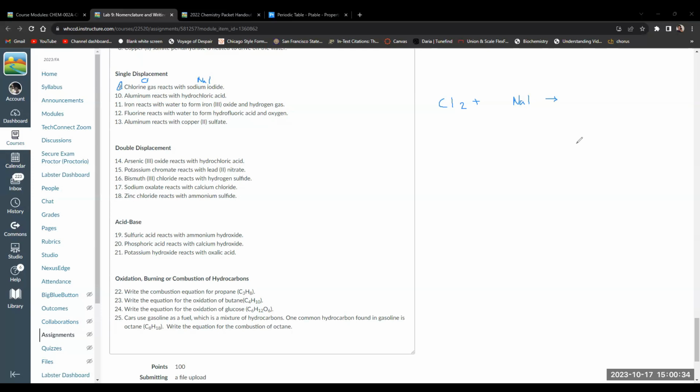Now we have sodium iodide. Sodium is a plus charge, single plus charge, and iodine is a single negative. So this works out. Zero charge, zero total charge, I mean. So now let's see what our product's going to be.